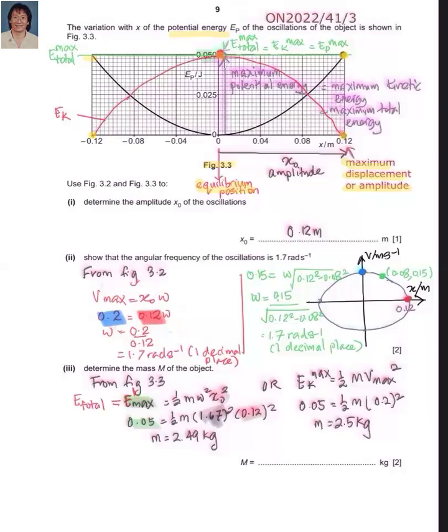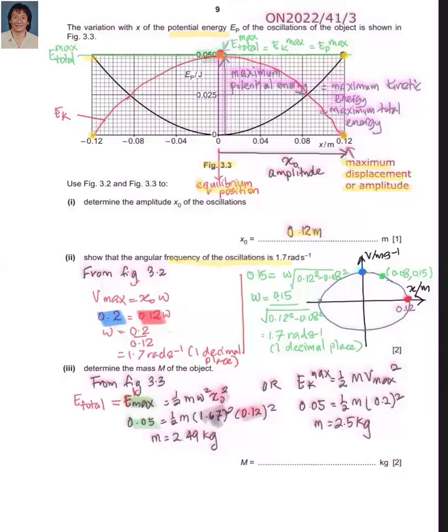In part 1, determine the amplitude x0 of the oscillation. You can get the answer either from figure 3.2 or figure 3.3. The answer is 0.12 meter. And then in part 2, show that the angular frequency is 1.7 radian per second. There are two ways to get this answer. Both come from figure 3.2.